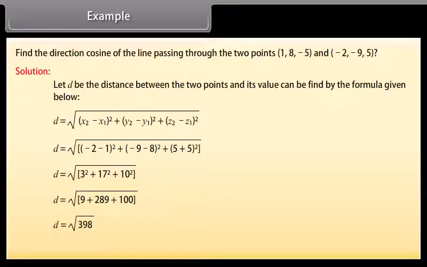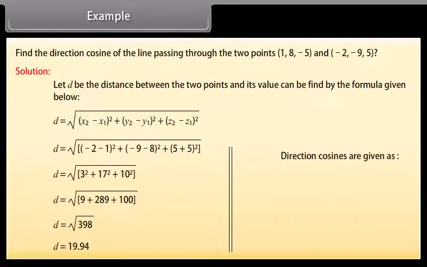d equals square root of 398. d equals 19.94. Direction cosines are given as l equals minus 3 by 19.94, m equals minus 17 by 19.94, n equals 10 by 19.94.